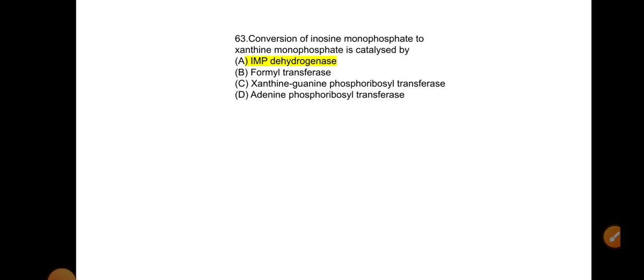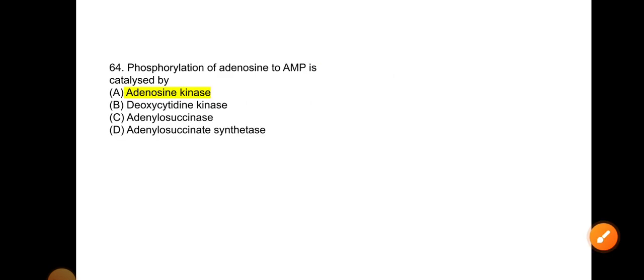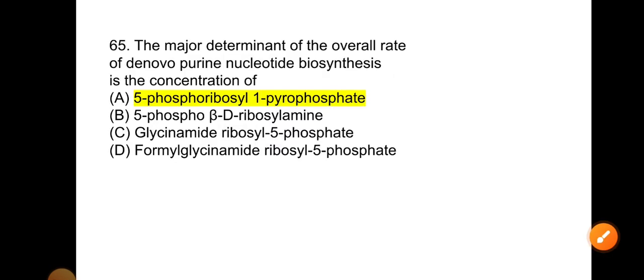63, the conversion of inosine monophosphate to xanthine monophosphate. If you see IMP for the first time, then the enzyme will be IMP dehydrogenase, which will further catalyze the conversions. 64, phosphorylation of adenosine to AMP is catalyzed by adenosine kinase. The major determinant of overall rate of de novo purine nucleotide biosynthesis is the concentration of 5-phosphoribosyl 1-pyrophosphate.